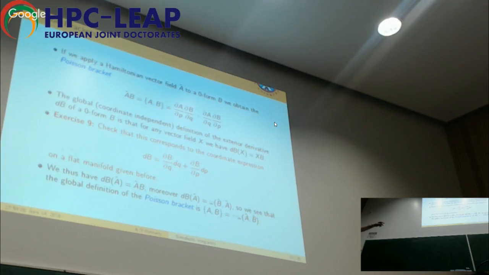So we can see that we can find a more global definition of the Poisson bracket rather than just the one in the global coordinate system in flat space. We can define the Poisson bracket of A and B as minus omega of A hat and B hat. So apply the fundamental 2 form to the Hamiltonian vector fields corresponding to 2 functions A and B, i.e. A hat and B hat. And the only thing that's confusing is the minus sign.